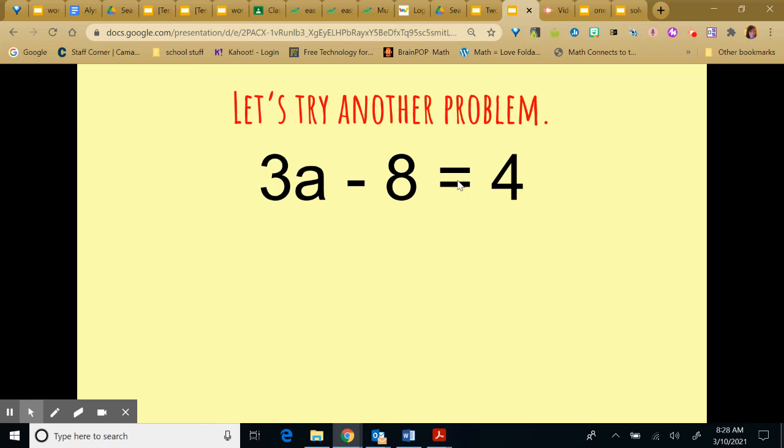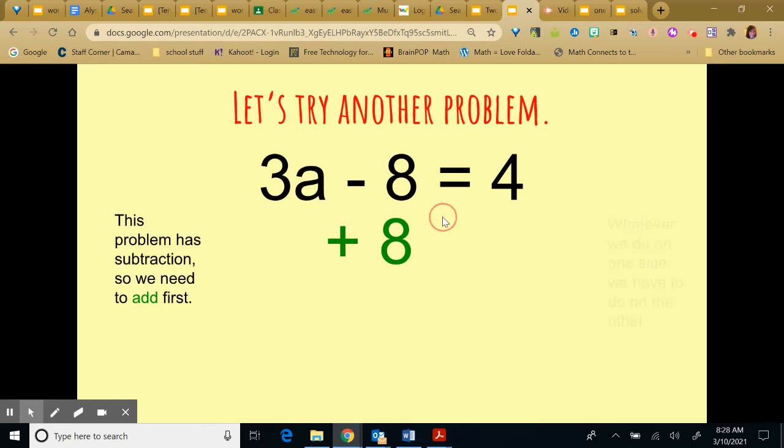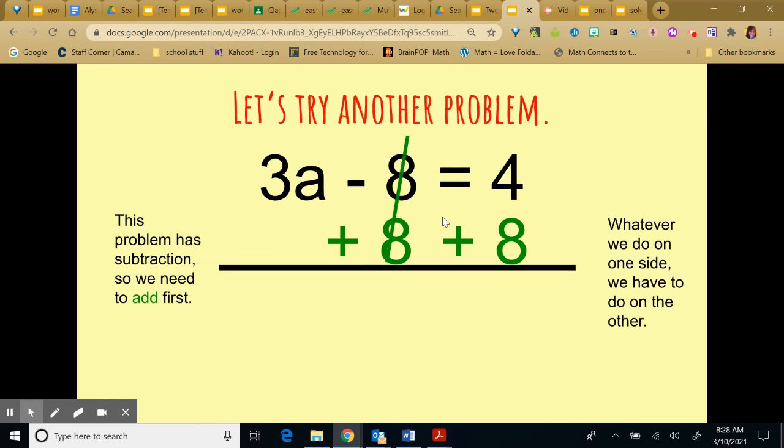3a minus 8 equals 4. I'm going to pause for just a second and see if you can identify the first step in your own head. Okay. I hope that you remembered the first step is always adding or subtracting the constant. Here's the constant. So it's minus, so we're going to add. Okay, we're going to add 8 to both sides.